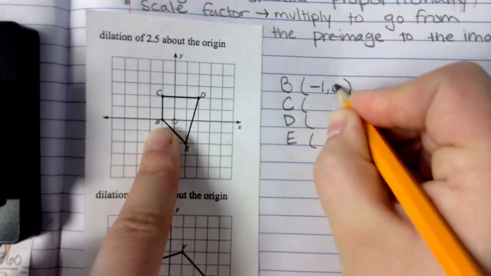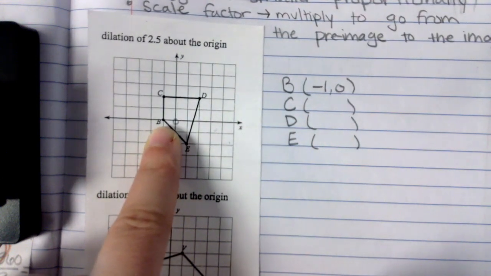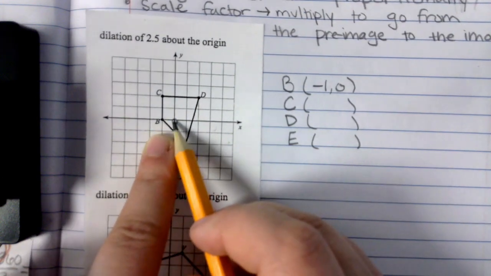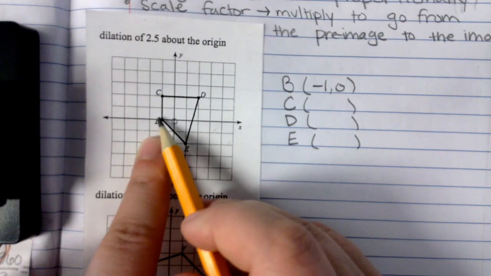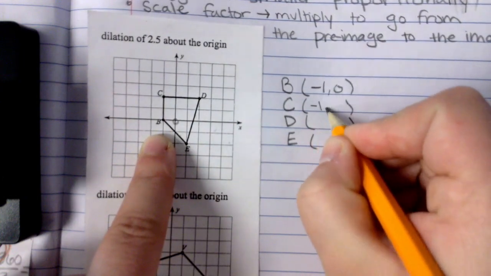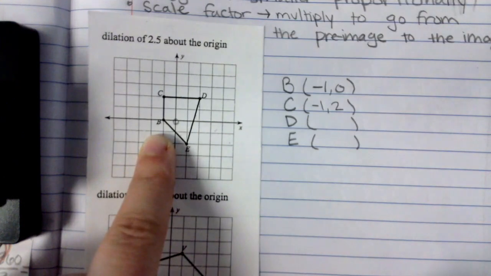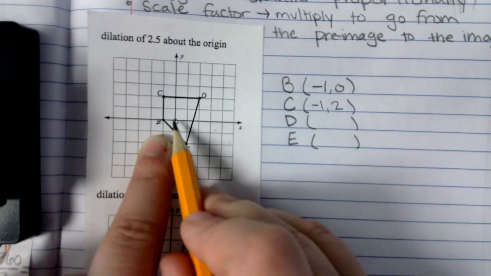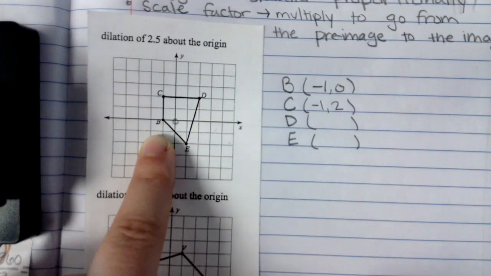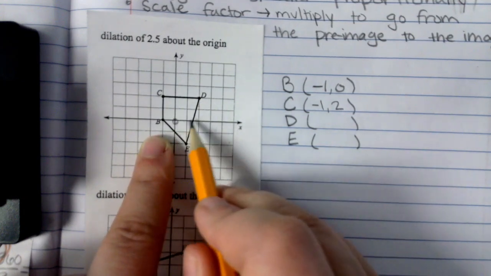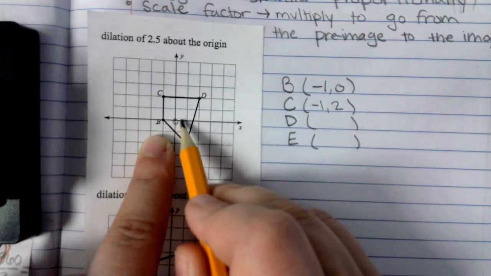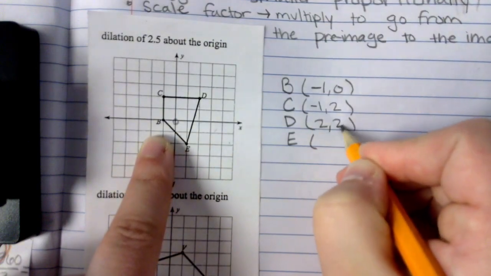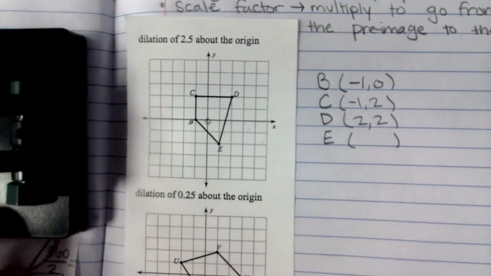What's our ordered pair for C? Good, -1, 2. What about for D? Not 3 though, I think it's only 2, right? Right, 2 right, up 2: 2, 2. And then E? 1, -2.